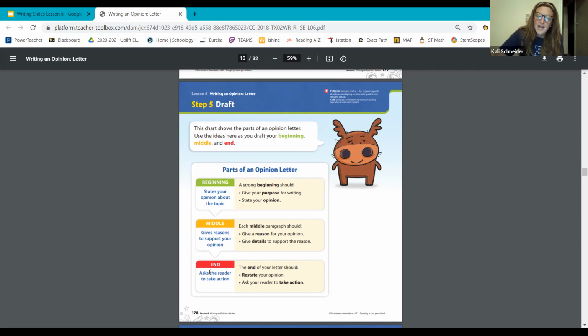And in the end, it asks the reader to take action, right? So we're going to tell someone to do something for us. So the end of your letter should restate your opinion and ask your reader to take action, right? Take charge and make a change or do something.